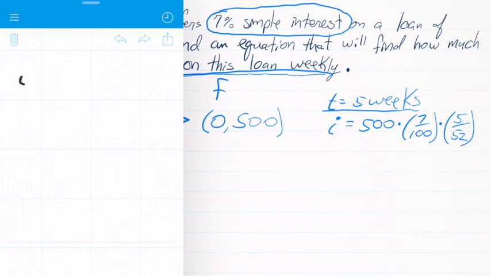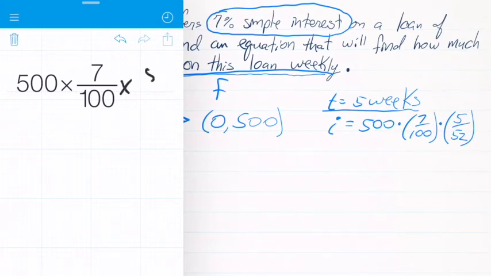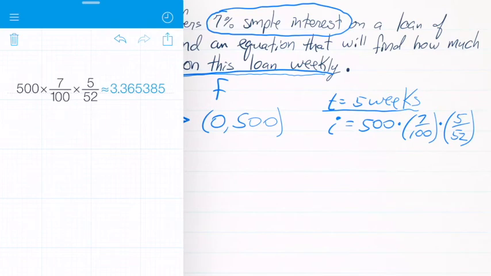So typing that into a calculator: 500 times 7 out of 100 times 5 out of 52. So it's $3.37.